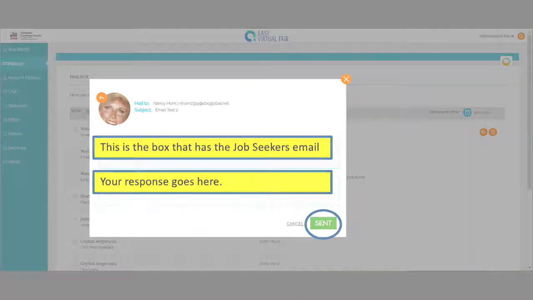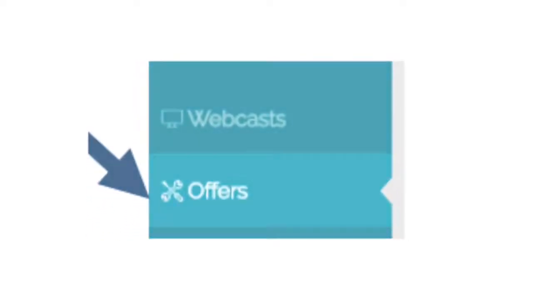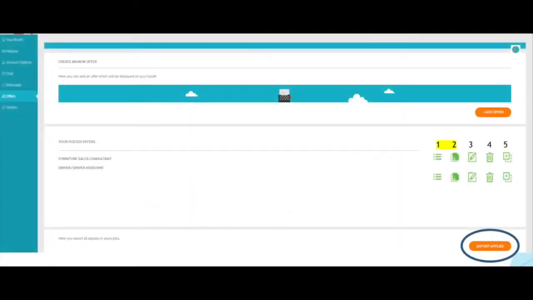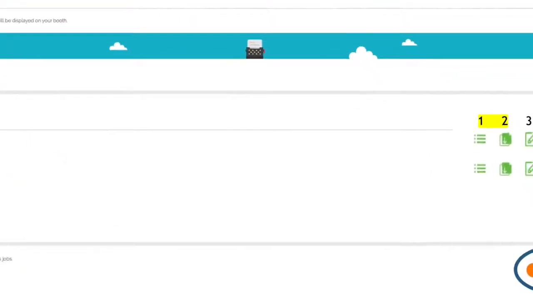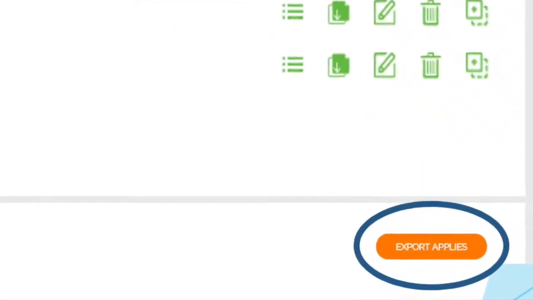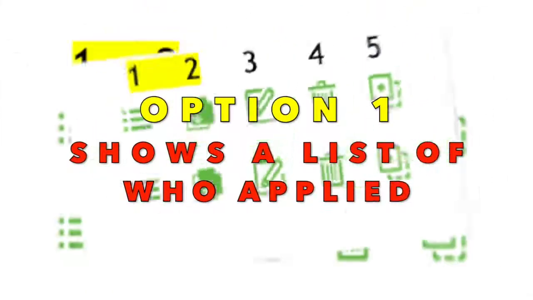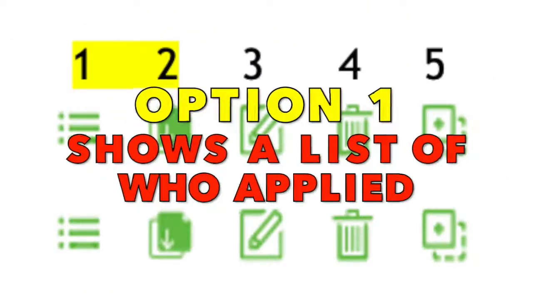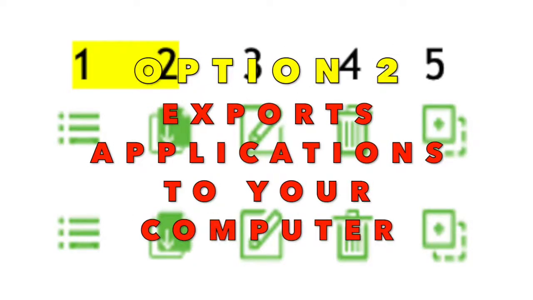To find out who applied to your open positions, let's click on the Offers tab in the navigation bar. This screen is where you can find all the job seekers who have applied to your positions. You have the option to export all of the information immediately by clicking the Export Applies button on the bottom right side of the screen. But if you'd like to just see a list of applicants, click the number 1 highlighted in our example here. The number 2 option is just another way you can export all the applicants' information to your computer.